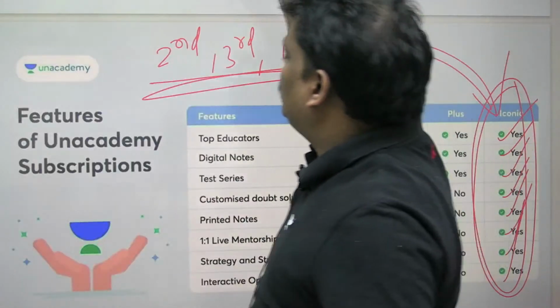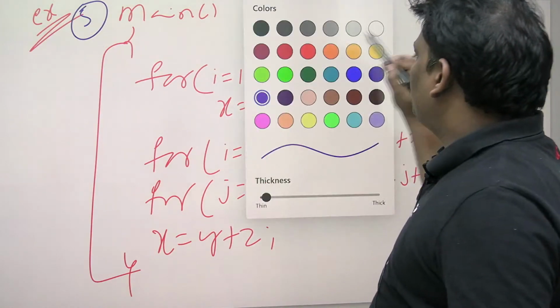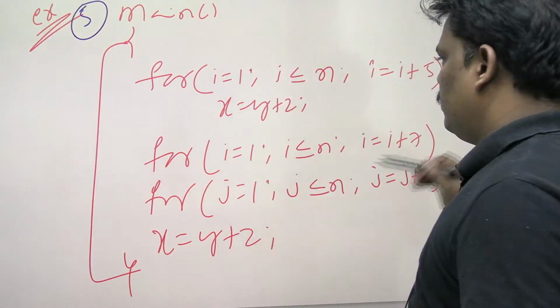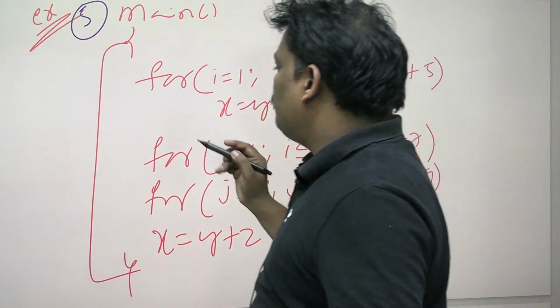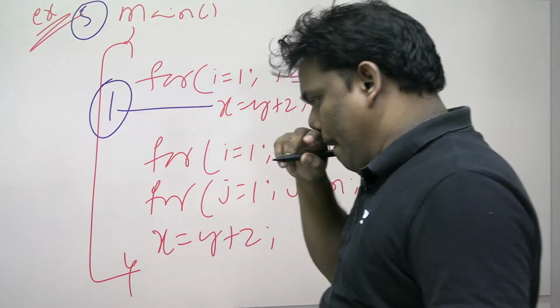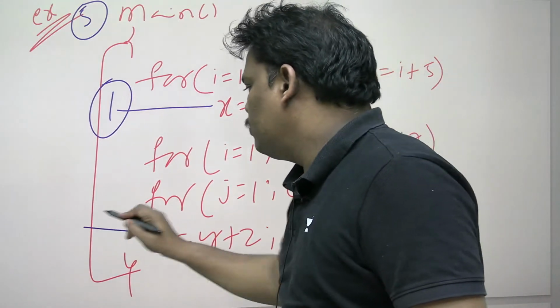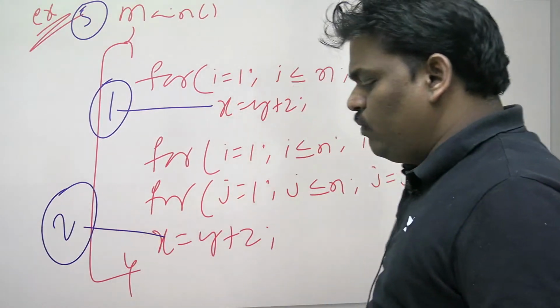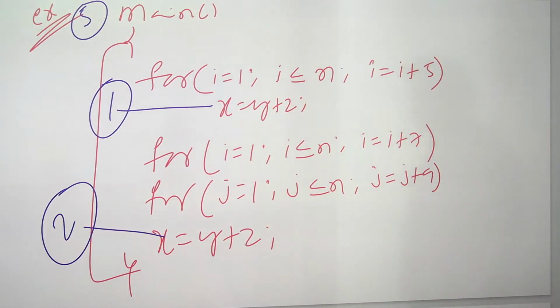Let's go to the answer for this problem. If you want to find out the time complexity, first, how many statements are there? Calculate. It is number 1, number 2, so there are 2 statements. First, find the number of statements.